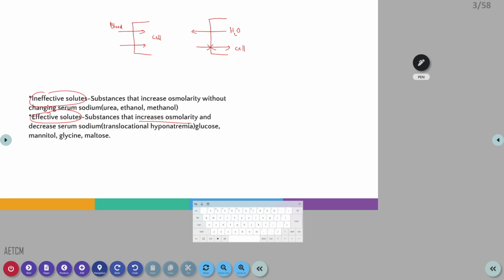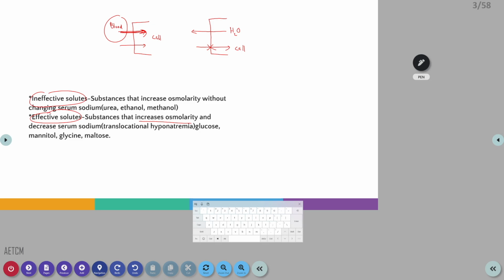So, the basic difference between ineffective solutes and effective solutes is that in ineffective solutes, the osmolarity increases and the solutes move from a region of higher concentration to lower concentration, that is from blood to the cell. That is, when urea, ethanol, and methanol increase in the blood, that increases the osmolarity of the blood, and in turn, the solutes will move from a region of higher concentration, that is blood, to the region of lower concentration, that is to the cell.